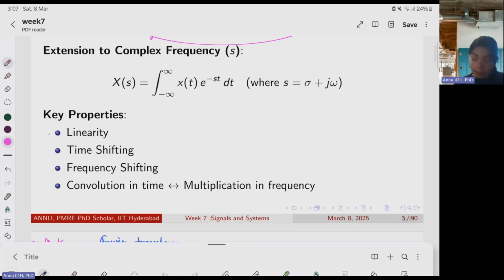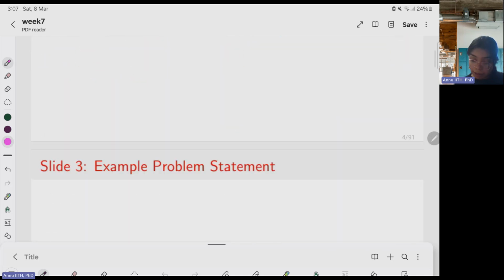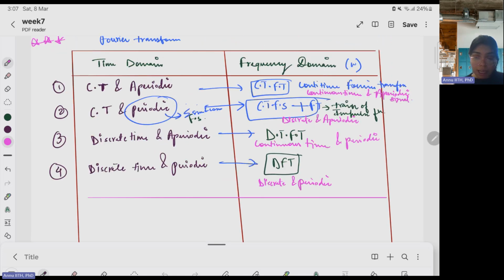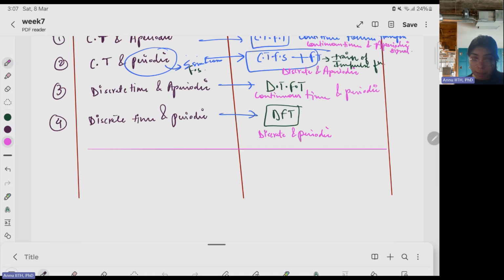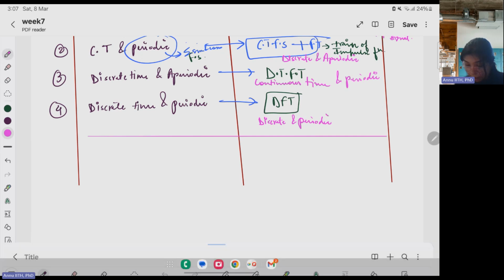So the key properties are linearity, time shifting, frequency shifting, and convolution in time, which leads to multiplication in the frequency domain. Okay, this we will come back to again. And if you still have doubt on how to get the formulas for this, you can just let me know, and I can repeat it again. That's not a problem.